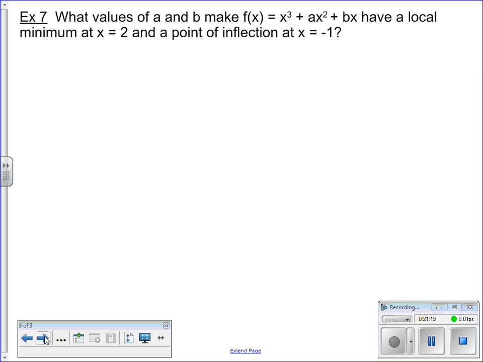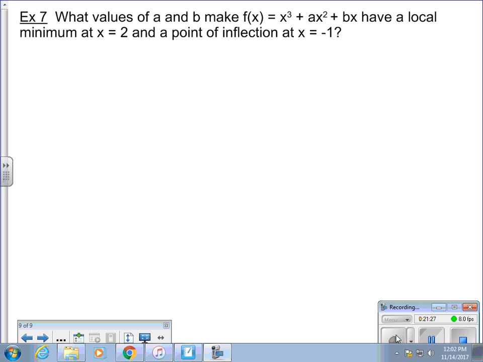Okay, why don't you give example number 7 a try? See if you can figure out what you need to do. Okay, that's enough torture. Well, some people have gotten it, I hope.